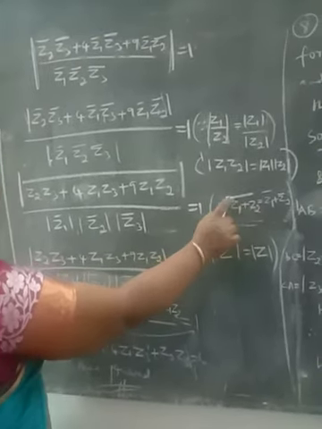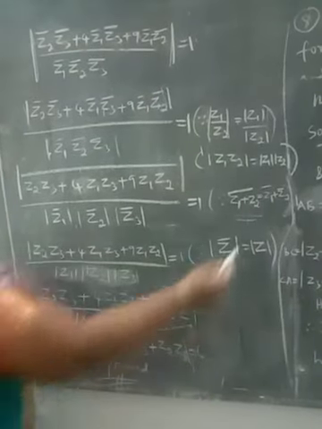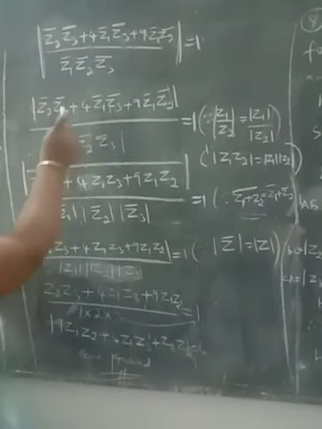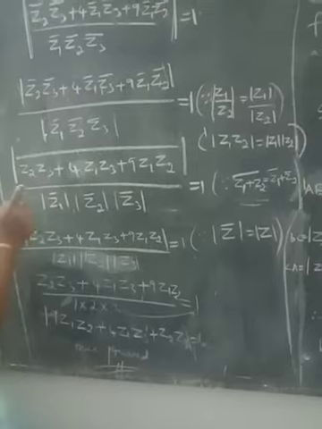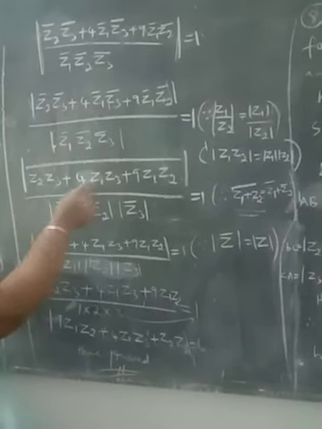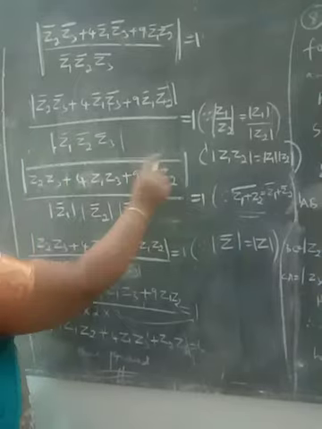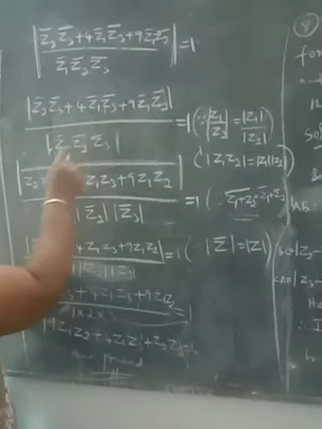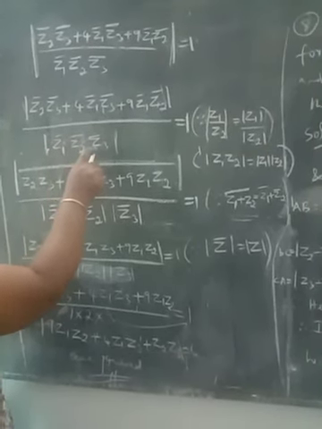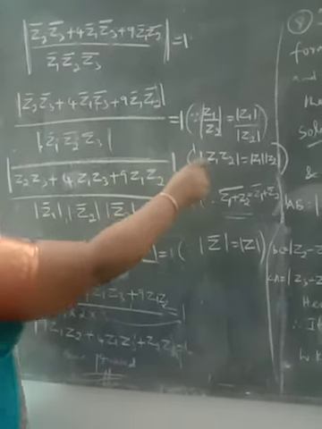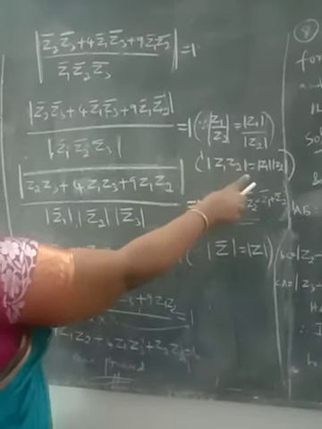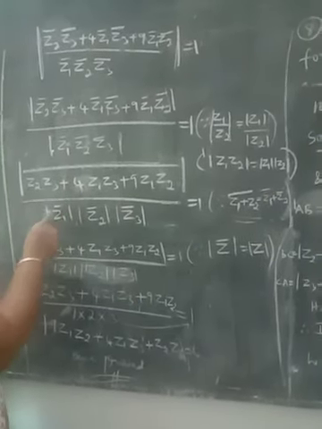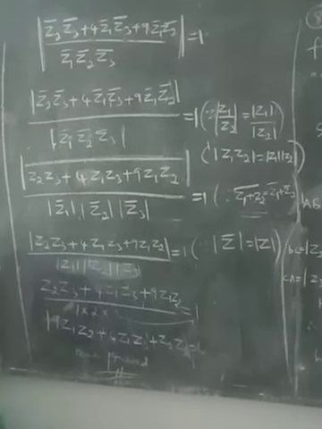The conjugate of a sum of complex numbers can be written as the sum of the complex conjugates: Z1 bar plus Z2 bar. So now we are going to combine them: Z2, Z3 plus 4 into Z1, Z3 plus 9 into Z1, Z2, the whole bar, by using this concept. Then again modulus of Z1 bar into Z2 bar into Z3 bar now. Using this concept, modulus of a product of complex numbers is equal to the product of the moduli: mod Z1 into mod Z2. So using the concept, mod Z1 bar, mod Z2 bar, mod Z3 bar.